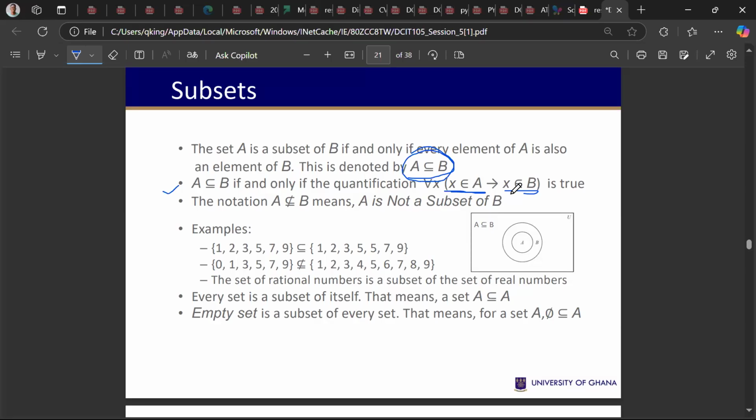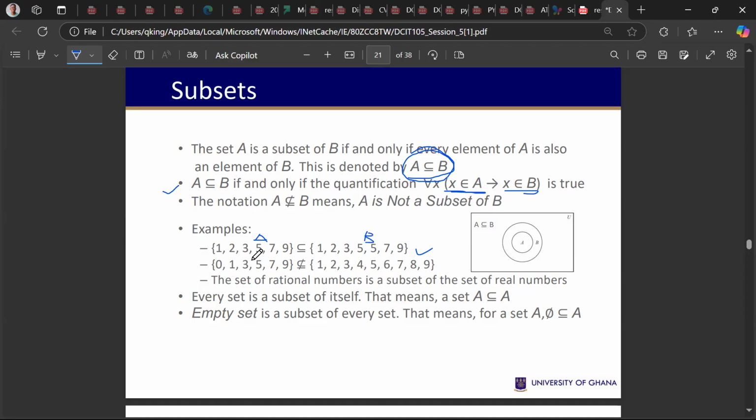So every element of A is also an element of B. That is what we simply mean by A is a subset of B. And so let's look at this example here. With the first example, 1, 2, 3, 5, 7, let's name this set A, and then this set B.